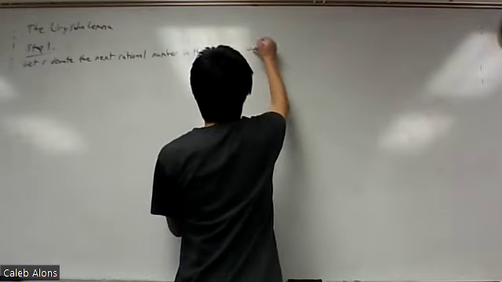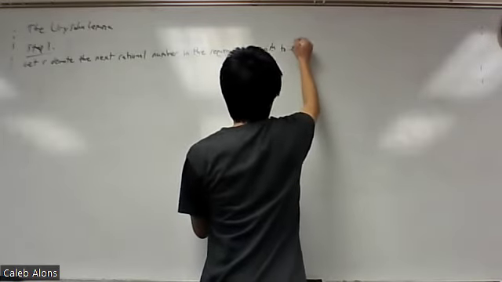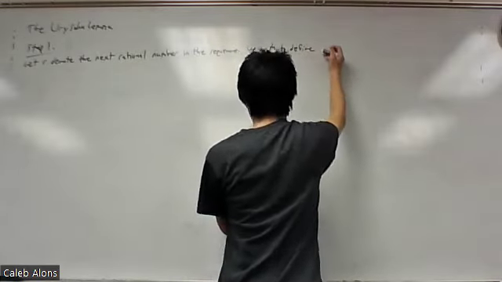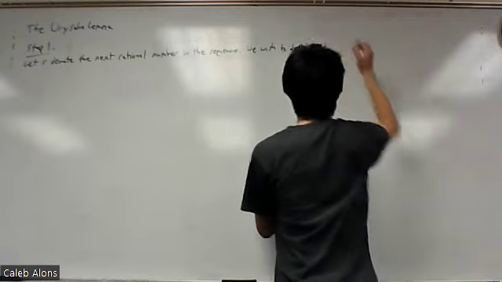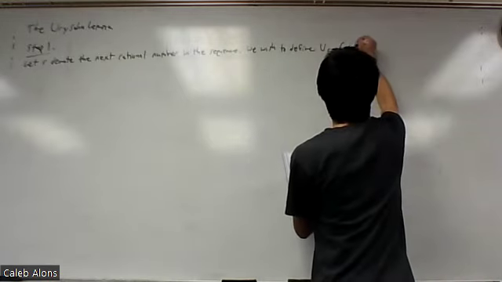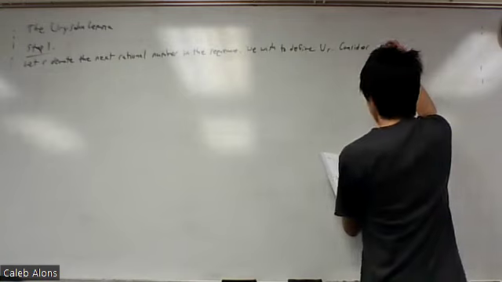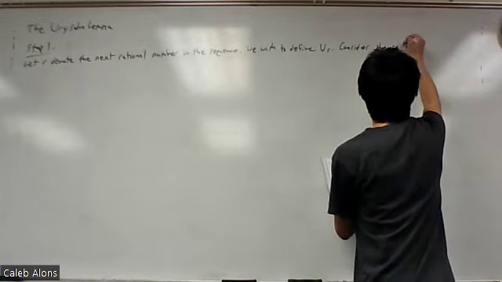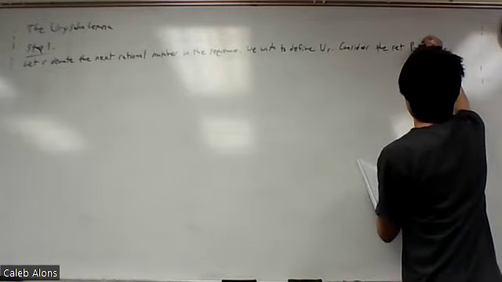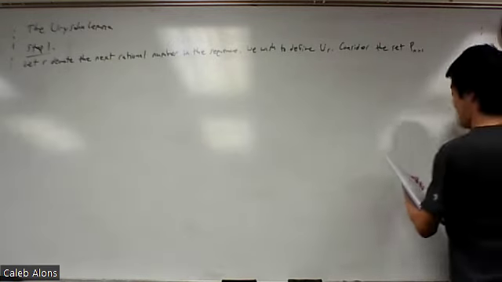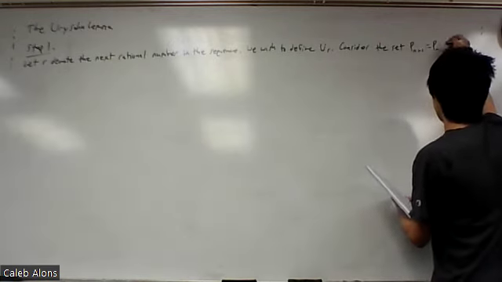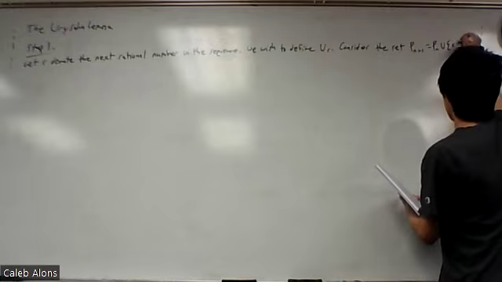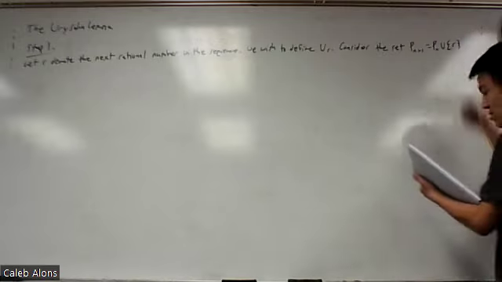We wish to define U sub R, this open set. So consider the set P sub n plus 1. So here's where induction comes in. All we're going to do is take the previous P sub n and add the element, so the union of the element R with P sub n.